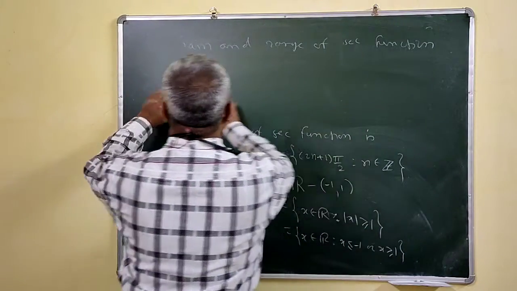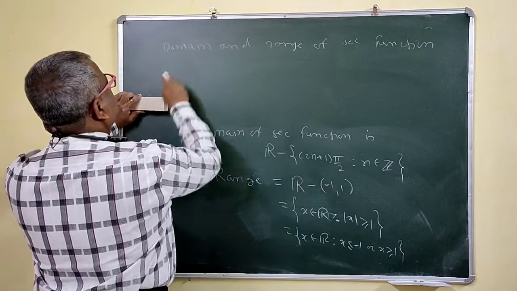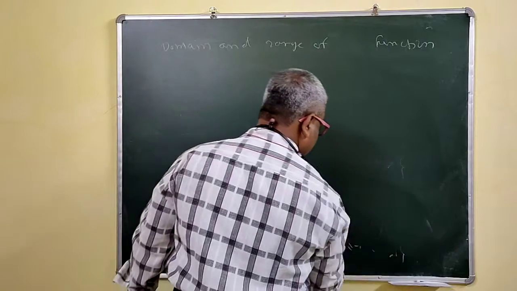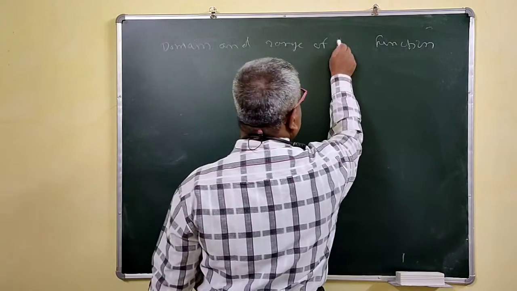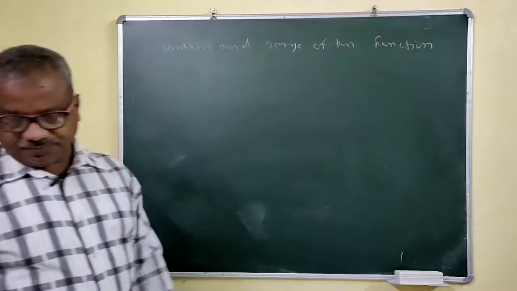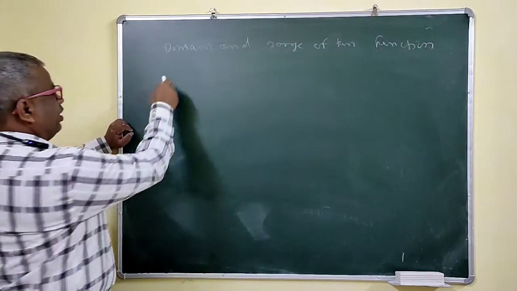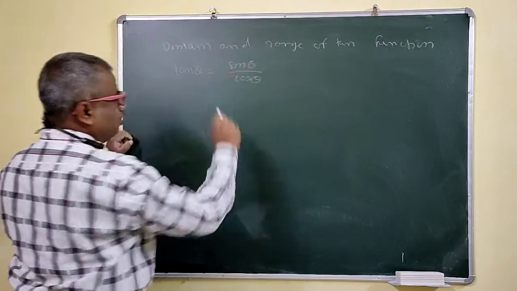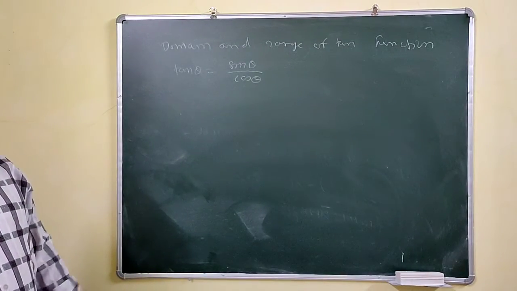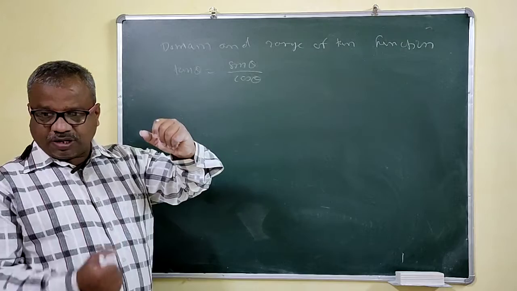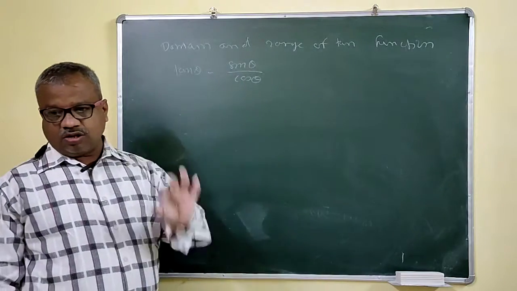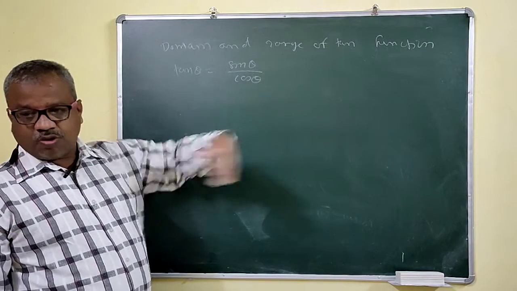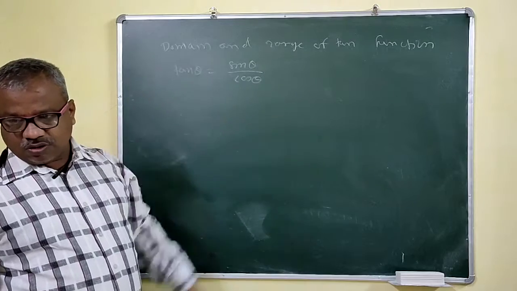Okay. Now we'll see the domain and range of the tan function. Then we will find the domain of the tangent function. What is tan theta? Tan theta is sin theta upon cos theta. Now see the denominator. In numerator upon denominator, take care of the denominator. That denominator should not be 0. So find that point where the denominator is 0, and remove it from the main set. So that will be your domain.